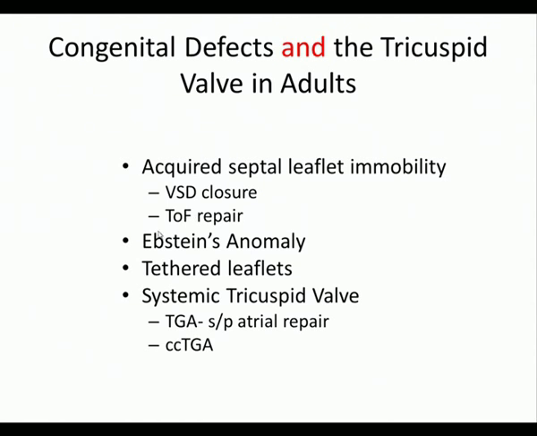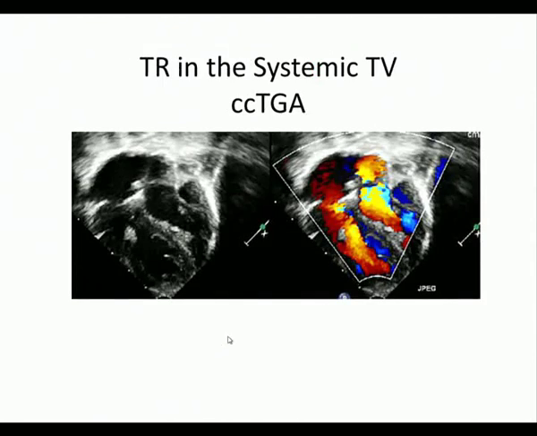Ebstein's I will talk about separately, a very different disease which requires a complete reconstruction of the valve. And then the other component, which is the tethered leaflet. This is actually much more common than we think. I think it's an extension of how we should view functional tricuspid regurgitation, and I'll explain why in a minute. But perhaps some of the ideas and concepts that we developed in congenital for tethered leaflets causing tricuspid regurgitation have applicability in adult functional TR. And then obviously the systemic tricuspid valve in transposition with atrial repair or corrected transposition.